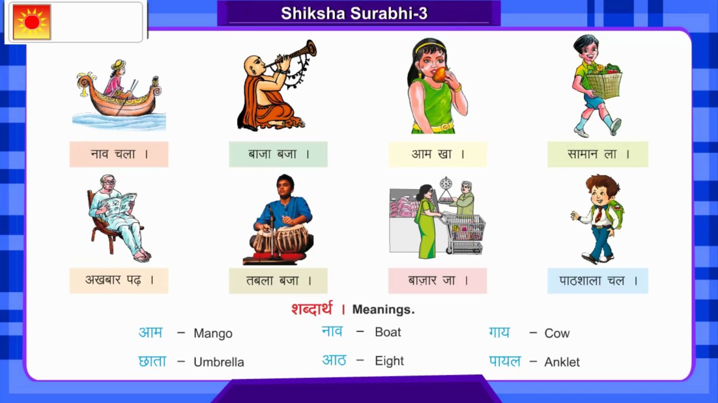Okay, we'll go to the second picture. Another man, he is playing a musical instrument. You would have seen this kind of instrument played during marriages, isn't it? Yeah, we call it Nadaswaram. That's called Baja. Baja means play it. Baja, Baja. Repeat it.